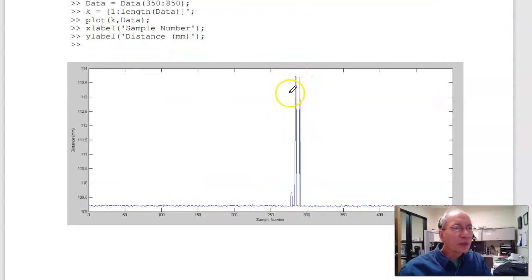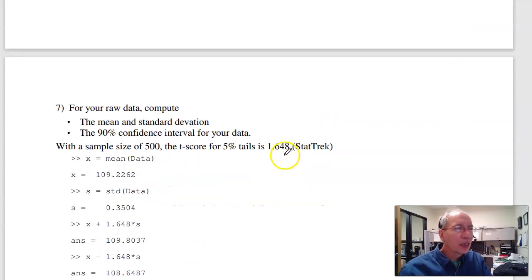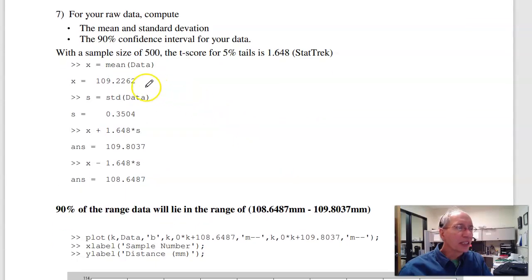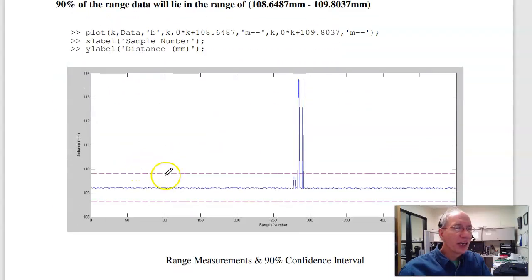Now, there's a couple jump discontinuities in there. If I find the mean and standard deviation, these are going to mess up the data. If I do that in Python, just take the data as is, find the mean, standard deviation, confidence interval. With 500 data points, the t-value for 5% tails is 1.648. So go left and right 1.648 standard deviations, and there's my confidence interval. 90% of the data should wind up in this range.